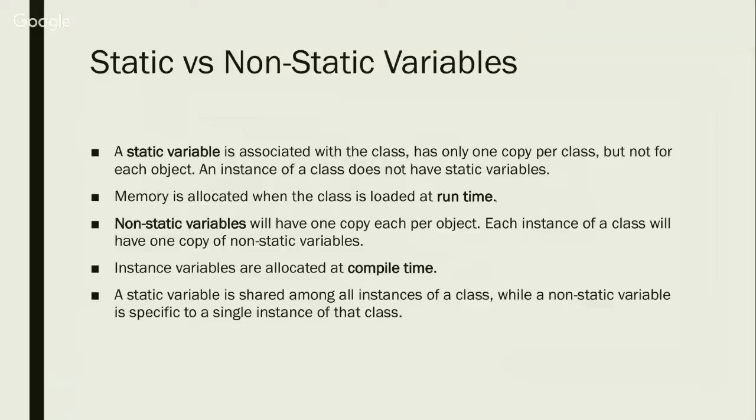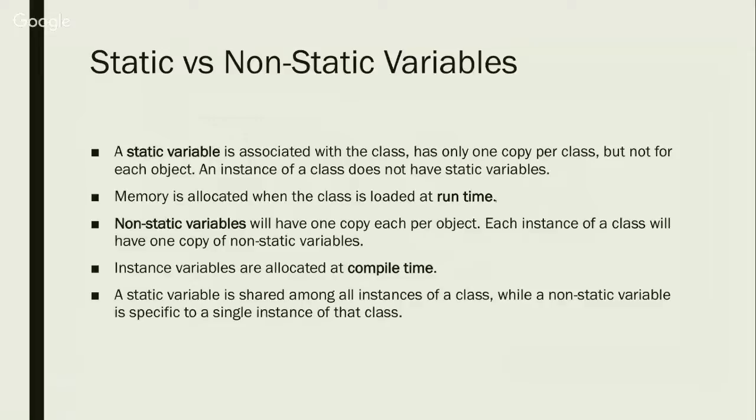A static variable is associated with the class, and it has only one copy per class, but not for each object. An instance of the class does not have its own static variable. Memory is allocated when the class is loaded at runtime. Non-static variables will have a copy per object. Each instance of the class will have one copy of non-static variables.